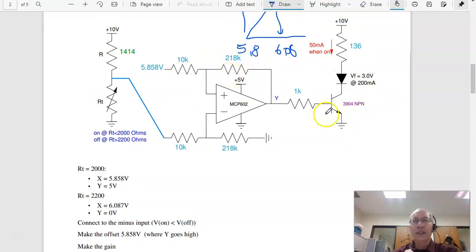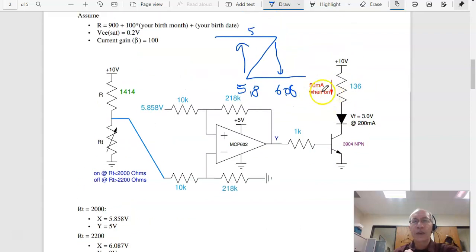For the output to drive the LED, if this is 50 milliamps, and this is 3 volts, this is 0.2 volts, 10 minus 3.2 over 50 milliamps is 136 ohms. This has to saturate it. So if this is 50 milliamps, this has to be at least 0.5 milliamps.